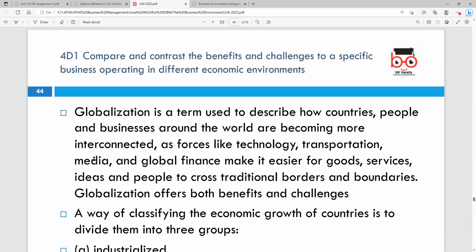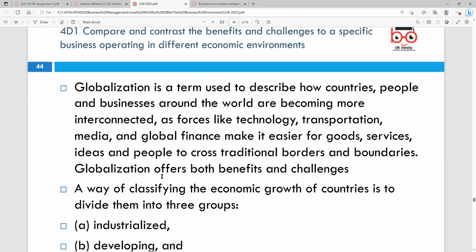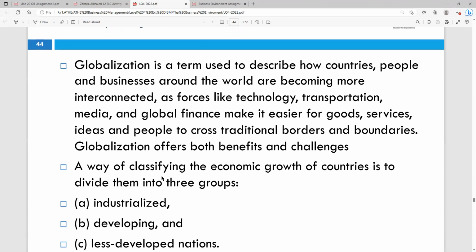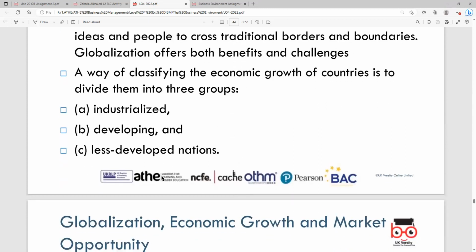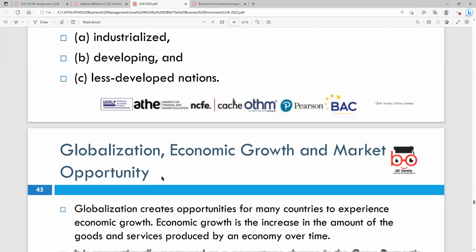particular businesses. For example, if you are a technology company, how does globalization affect a company like a technology company? Is it easier for you to transfer goods? Is it easier for you to employ people? Is it easier for a company to break borders and so on and so forth? So the impact of globalization on this particular industry, or you can compare different companies or different organizations to make sure that you are covering this issue of economic growth and market opportunity.